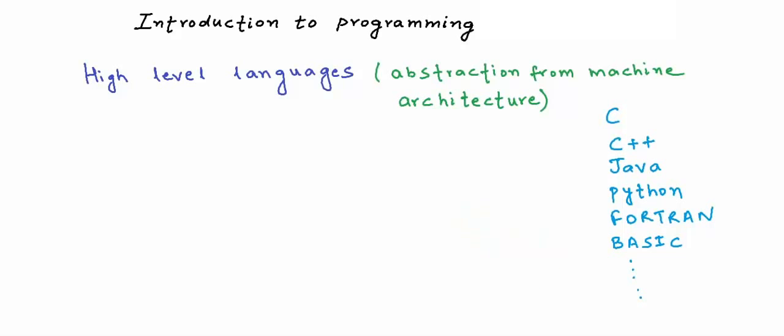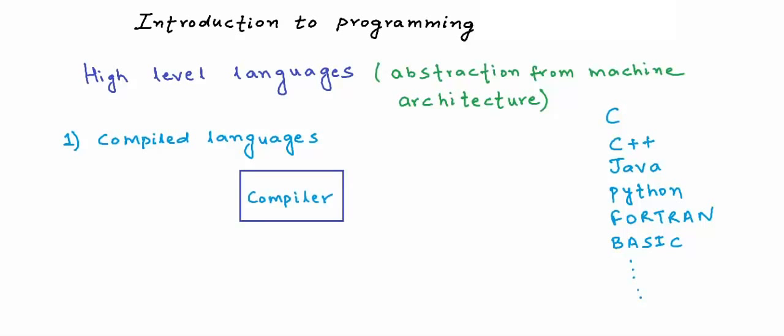There are two possible execution models for high-level languages. Some languages are called compiled languages. For these languages, we would have a program that we would call compiler. Compiler will be different for different languages. It will also be different for different machine architectures. Compiler will take your program written in a high-level language. We typically say that it takes your source code written in a high-level language and generates machine code, a set of instructions that can be executed directly by the CPU.